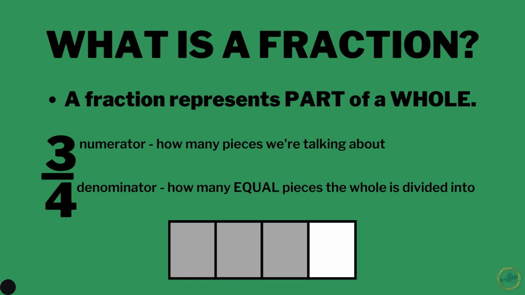The numerator tells us how many pieces we're talking about, while the denominator tells us how many equal pieces that whole is divided into. For example, 3/4. Here we have one whole bar, but it is cut into 4 equal pieces. 3 of those pieces are shaded. So this model represents 3/4.